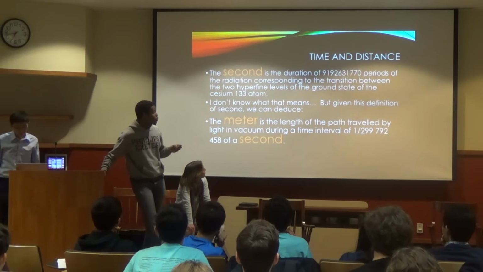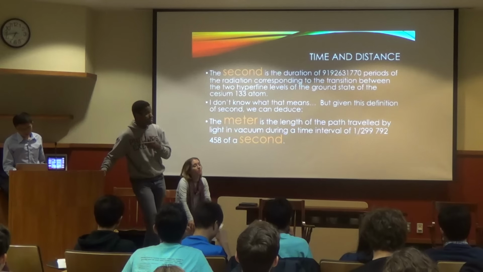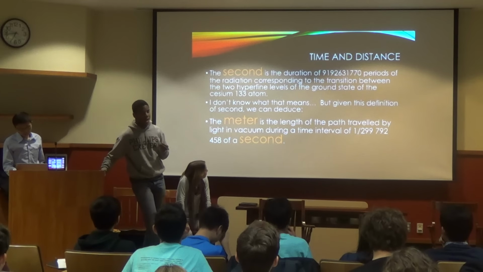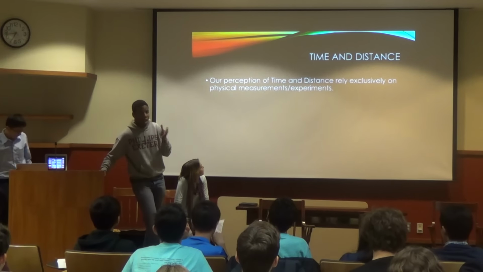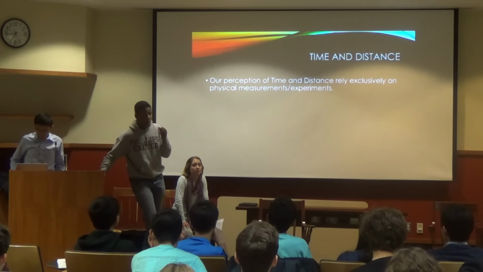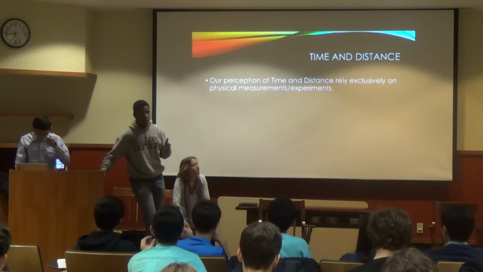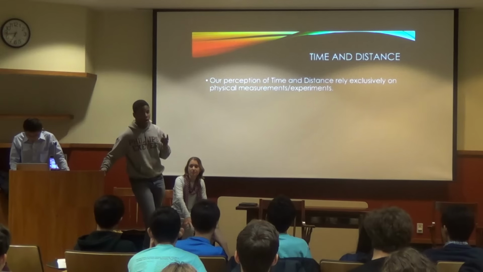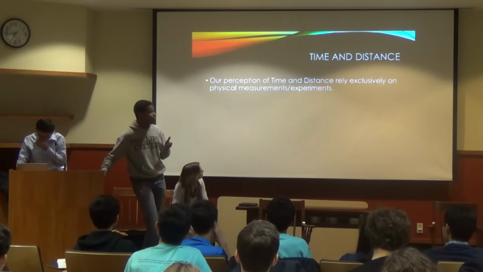Then use how fast light travels in a second to define the meter. Time and distance are really central to how we think of units. Time and distance are not abstract, they're usually derived from physical ideas. How fast light is moving, how long it takes for the Earth to move around the sun, or for us to rotate on our axis.